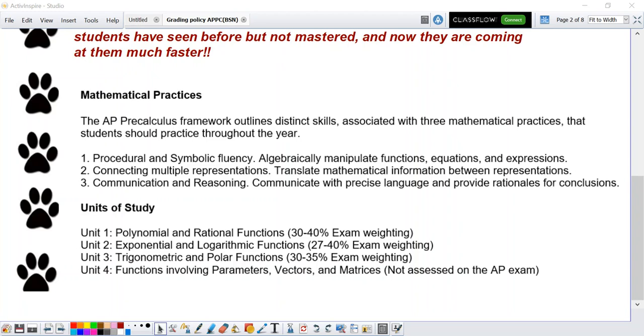Then we will be preparing students for the AP exam. And after the AP exam, Unit 4 will be covered, which is parametric functions, vectors, and matrices. Unit 4 is not part of the AP exam, but our goal is to prepare students for the exam after Unit 3. Again, all these topics students have learned in honors algebra 2. It's just that we are going to teach them at a much deeper level.